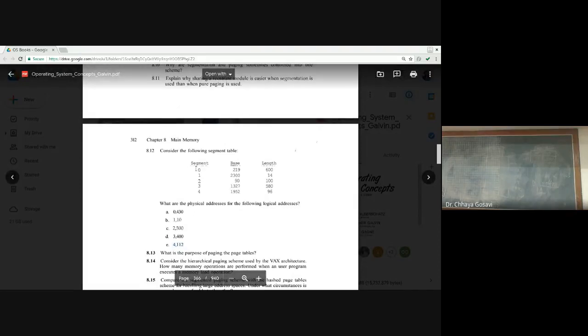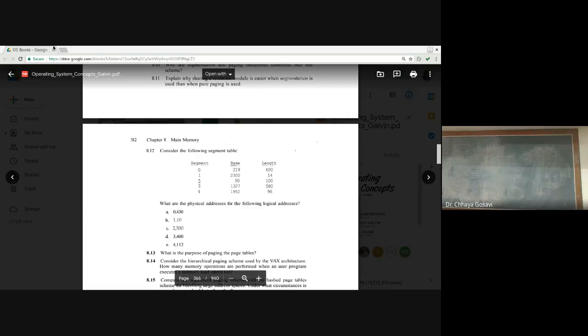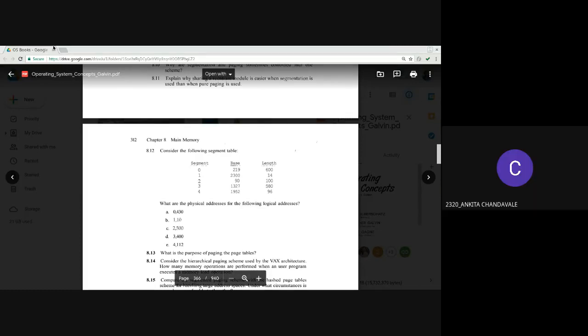Any queries here? Here length is given, not the limit. If we have to give limit, then we have to add this length to base and that will be the limit. Limit means from this place to whatever the length of that segment, that particular memory is reserved for segment 0. Is it clear? Ma'am, means limit is base up till base plus length, right? Yes.